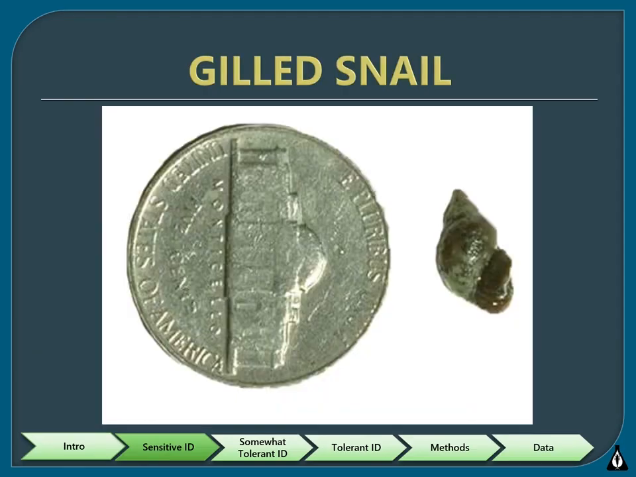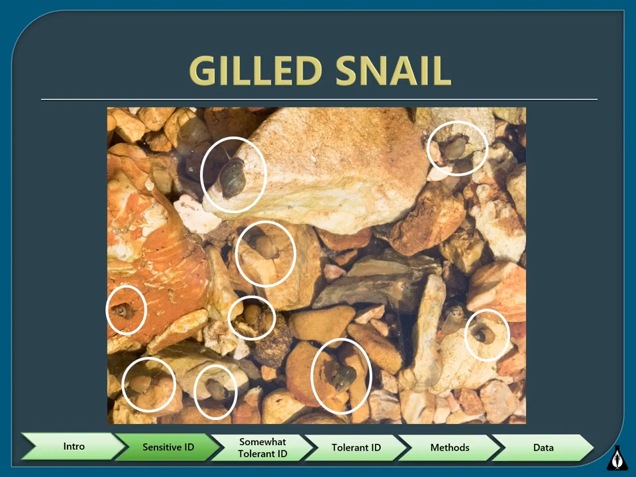This image shows the average size of gilled snails. Note that the shell opens to the right when the apex is pointing up. Aquatic snails can often be observed by just looking into a stream along the gravel or plants.